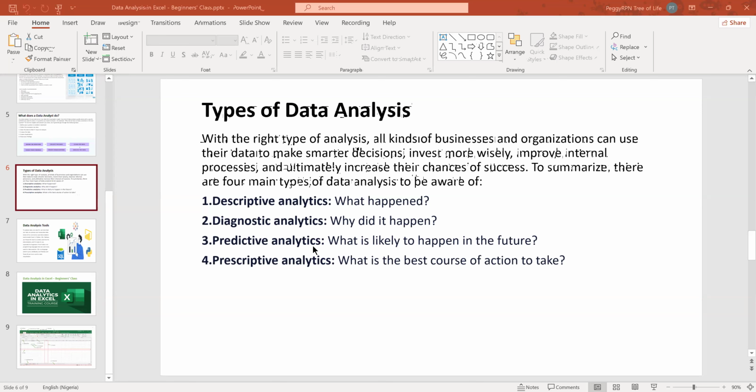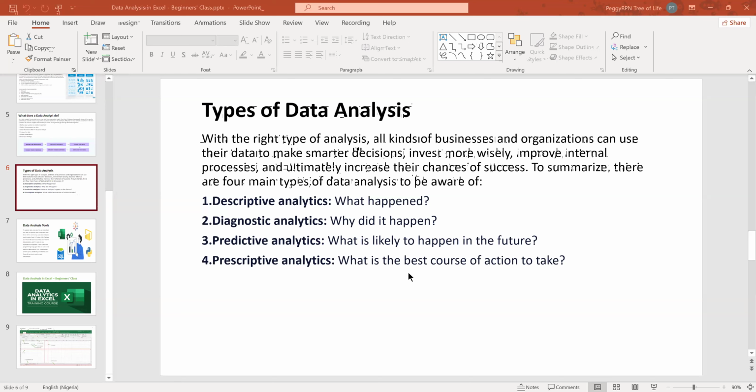Schools are also making plans towards that period. They're already making plans to close. Churches already have plans. All of these plans are made based on historical data, data from the past. So predictive analytics: what is likely to happen in the future? For any business you're doing, when you're planning, you will look into the past to know what will happen.